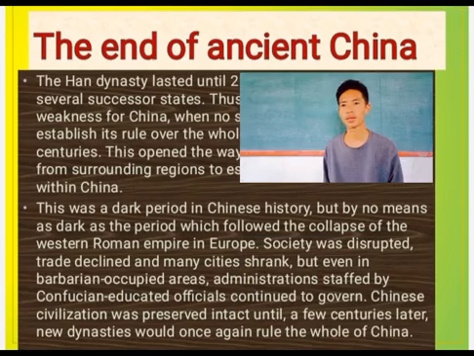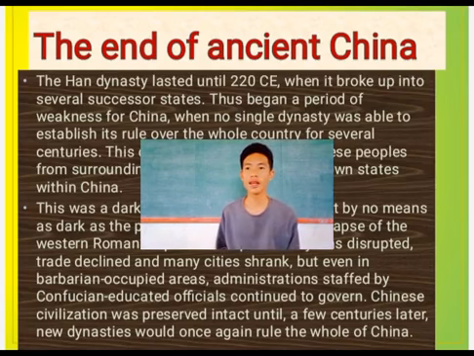This was a dark period in Chinese history, but by no means as dark as the period which followed the collapse of the Western Roman Empire in Europe. Society was disrupted, trade declined, and many cities shrunk. But even in barbarian-occupied areas, administration staffed by Confucian-educated officials continued to govern. Chinese civilization was preserved intact until a few centuries later, when new dynasties would once again rule the whole of China.